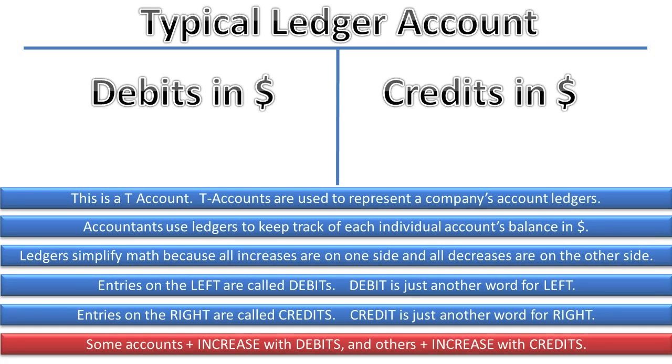Where this gets a little tricky is that some accounts, such as assets, increase with debits, whereas other accounts, such as liabilities and equity, increase with credits. Debits on the left, credits on the right.